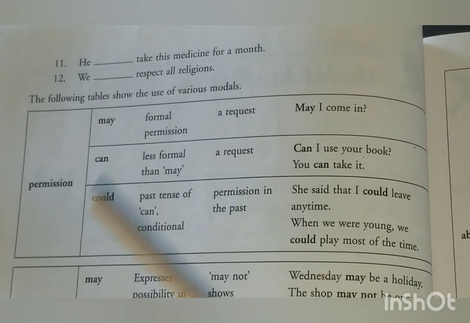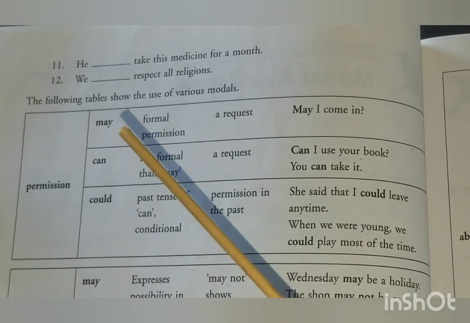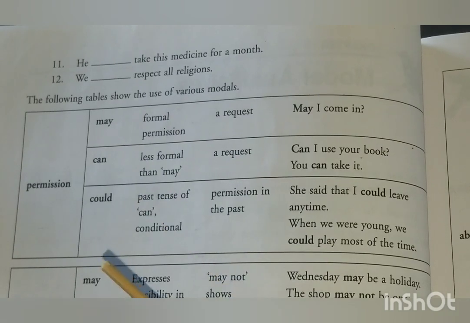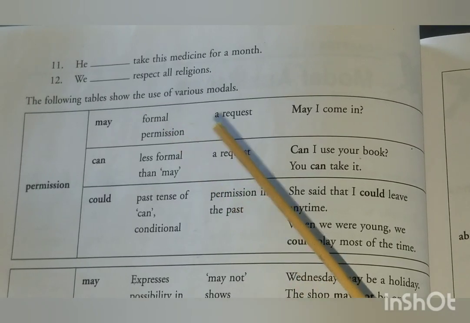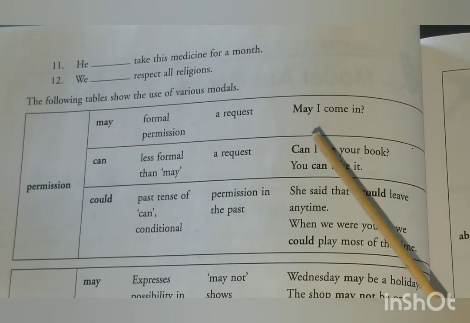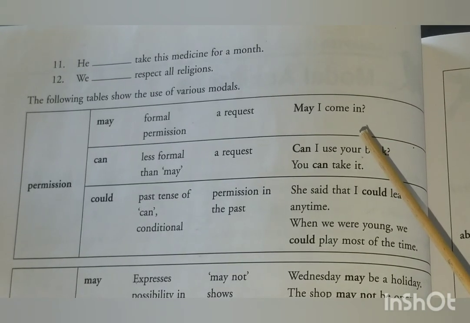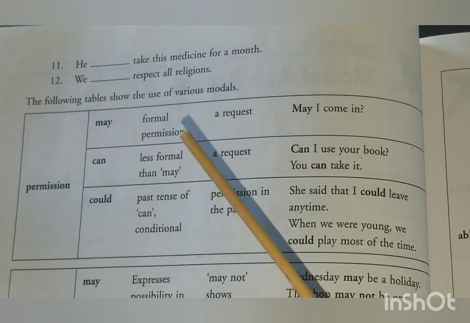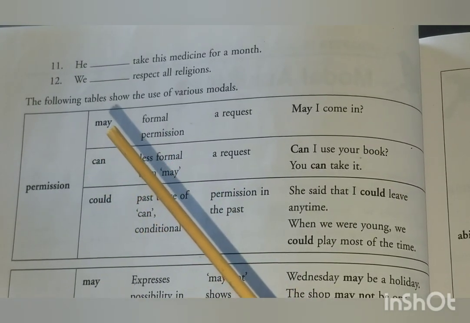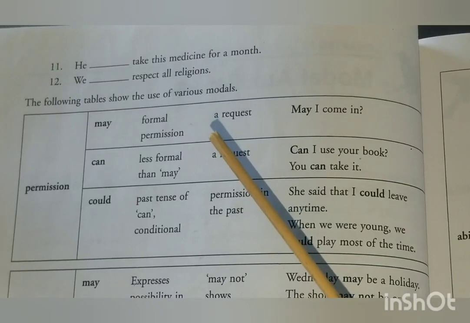Possibility and ability. Firstly, we'll read about permission. In permission, we have three models: may, can, and could. We use may for formal permission, a request. May I come in? As I told you in the beginning, whenever you ask permission from a teacher to enter into the class, you ask, may I come in? You use this model for permission because it's a formal permission and you use it for your teacher.